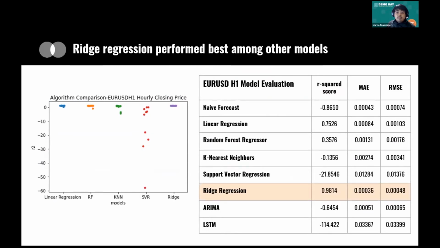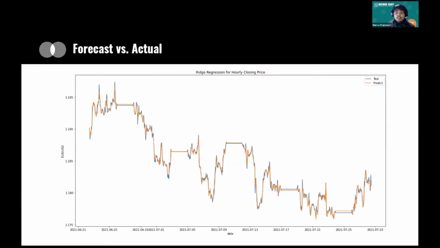Here, the model performances are evaluated using R-squared score, mean absolute error, and root mean square error. We also compared the models with the naive forecast, a baseline model used in forecasting forex prices. This is the prediction of ridge regression, which is the chosen model in our project.